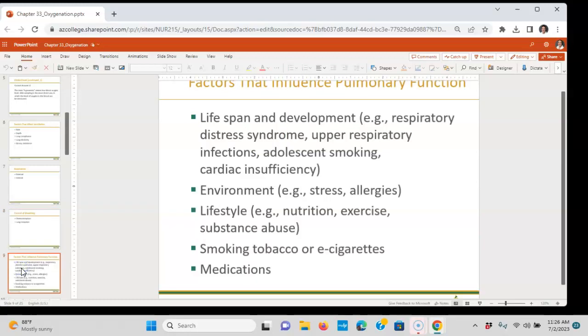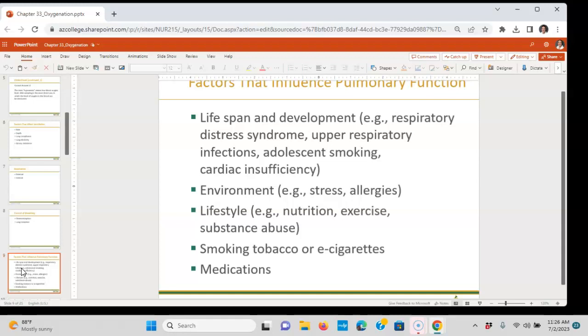Factors that influence pulmonary function: lifespan, development. This is especially true in kids. Respiratory distress syndrome in your babies. Upper respiratory infections play a big role. Adolescent smoking, smoking all along the lifespan. And then cardiac insufficiency is also going to determine the lifespan and development of your lungs.